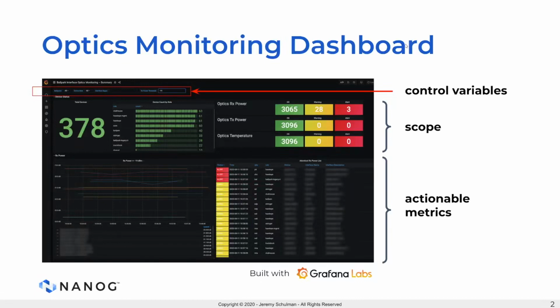So in this dashboard, what I'm showing here is a set of control variables. These are drop downs that would allow us to select, for example, which ballparks we want to look at or which devices we want to look at. And here in what I would call the scope, we can see how many devices we're trying to show here. In this case, this would be all of our ballparks and all of our optics.